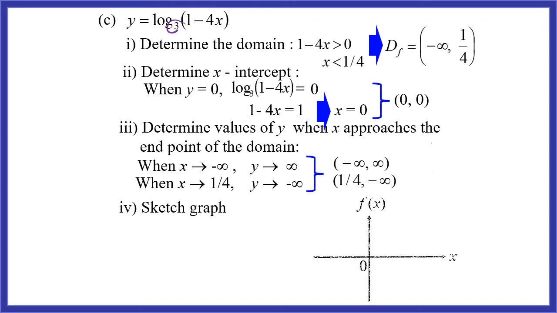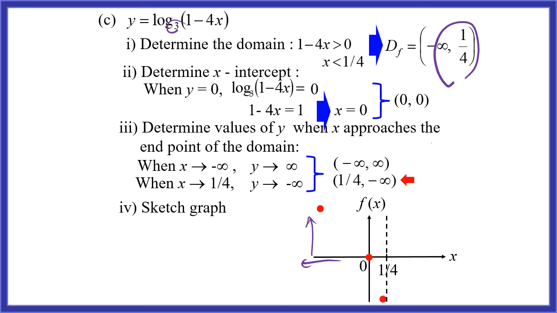Okay, now to sketch the graph, we just have to plot. First of all, draw the asymptote. So here we have 1 over 4 as the asymptote. And then it will cross at 0, 0. So we have point 0, 0. And then the graph when x approaches negative infinity is going to infinity. So going left and up. And then here it's going to 1 over 4, it's going to negative infinity. So going down.